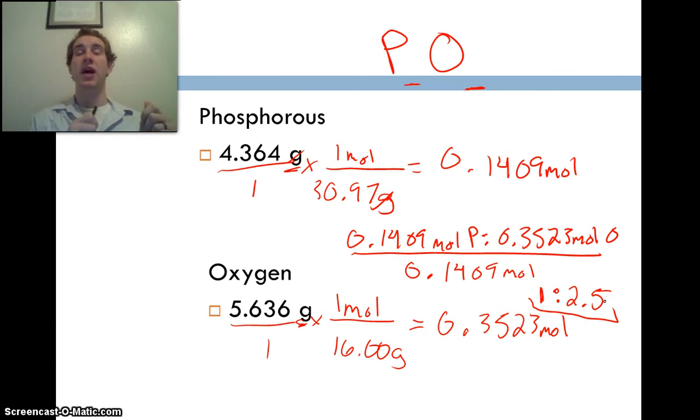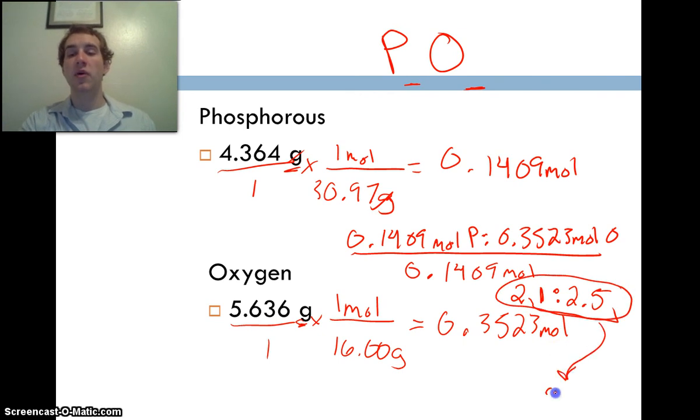Percent to mass, mass to moles, divide by small, multiply till whole. We're going to multiply both of these by 2. When we do that, we find a new ratio of 2 to 5. This is your ratio of atoms in your compound. This tells us that in order for this compound to be stable, we must have 2 phosphorus for every 5 oxygen.